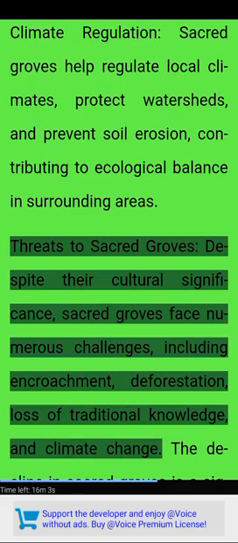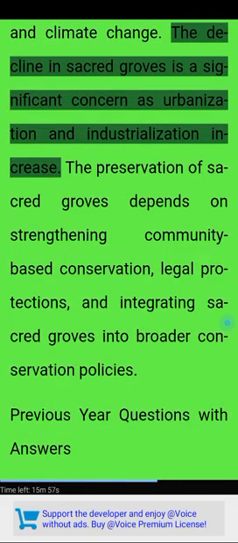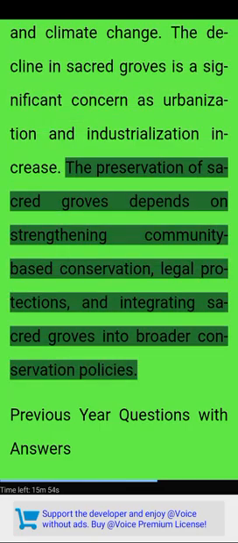Despite their cultural significance, sacred groves face numerous challenges, including encroachment, deforestation, loss of traditional knowledge, and climate change. The decline in sacred groves is a significant concern as urbanization and industrialization increase. The preservation of sacred groves depends on strengthening community-based conservation, legal protections, and integrating sacred groves into broader conservation policies.